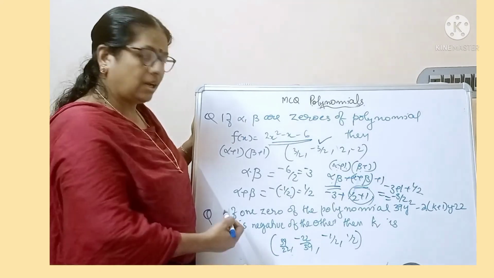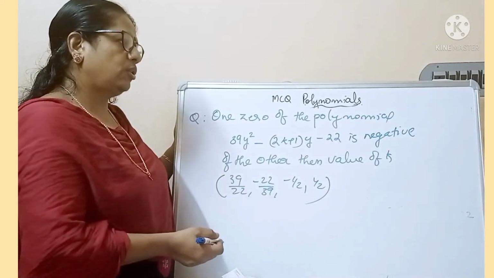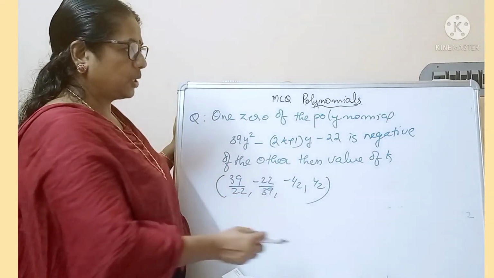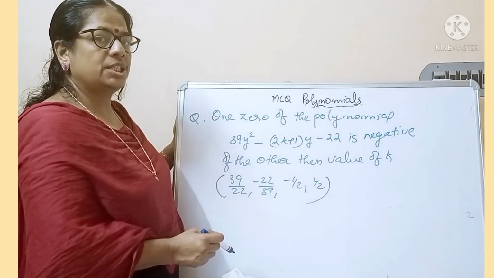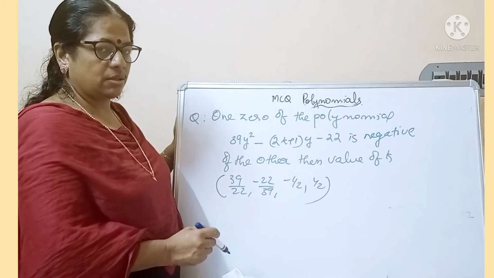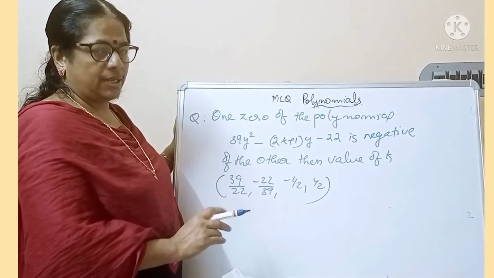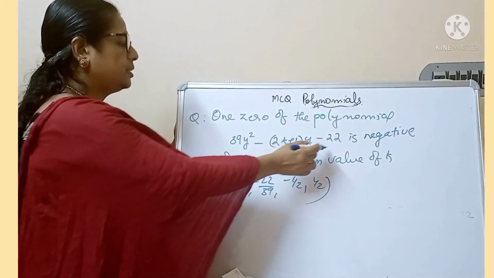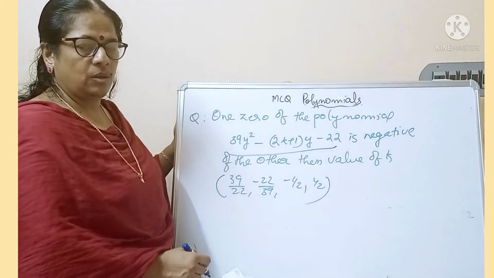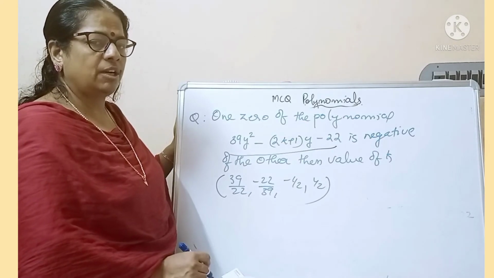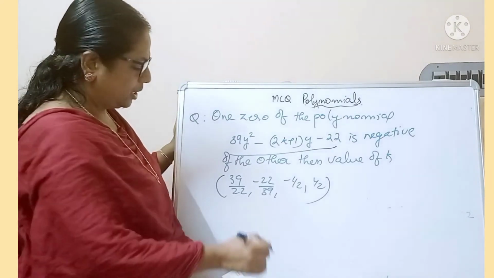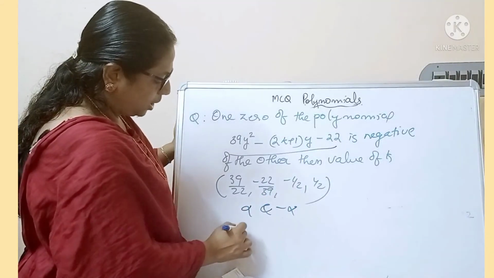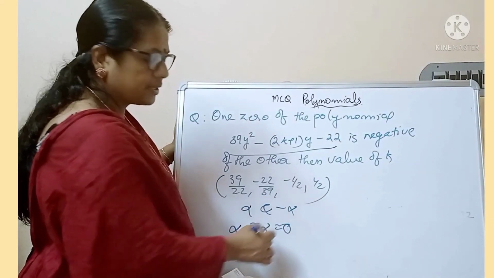Here the last one is: one zero of the polynomial 39y square minus (2k plus 1) into y minus 22 is negative of the other. We know that for a quadratic polynomial, the maximum number of zeros is 2. So here, this is the polynomial. One is negative of the other. Then what will be their sum? It will be 0. That is, alpha and negative alpha are the zeros. So alpha plus negative alpha equal to 0.